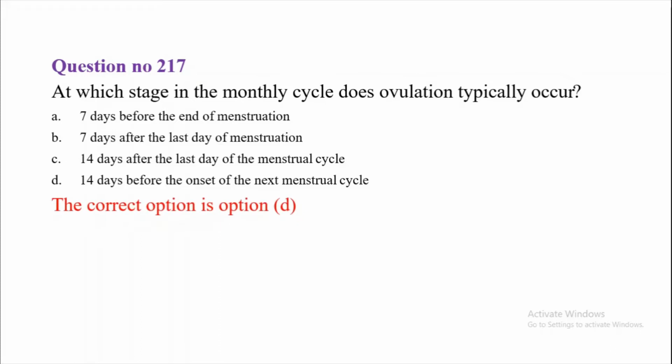The correct option is option number D, 14 days before the onset of the next menstrual cycle.